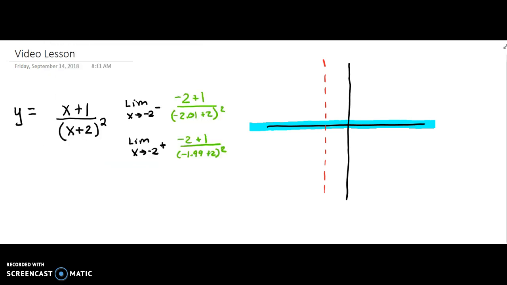So when I plug some numbers just left of -2 and just right of -2, but I square each of them, hopefully you can see that I'm going to get a negative number divided by a positive small number in each case. So each of these will have a limit of negative infinity. And so my graph is going to come from negative infinity up.